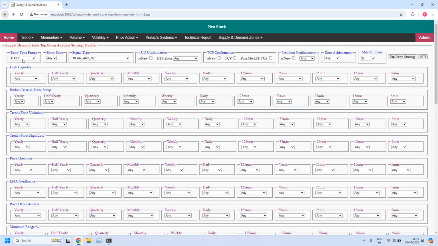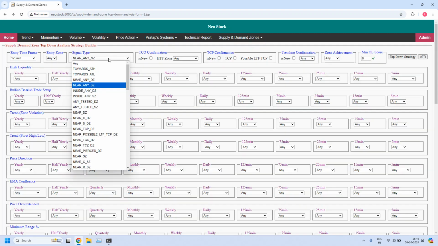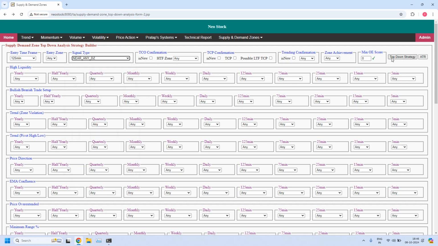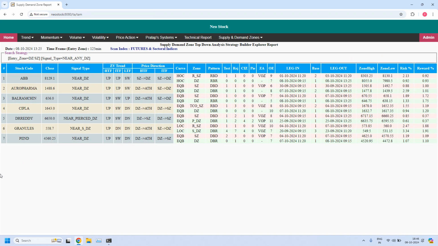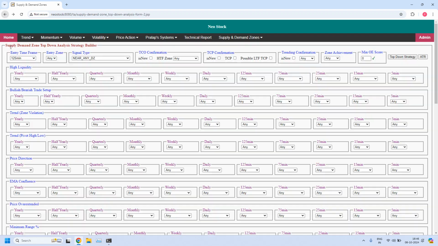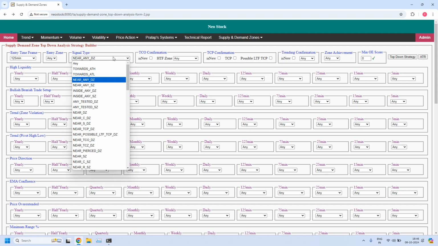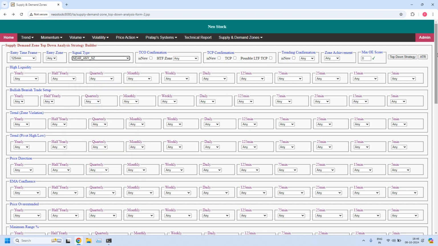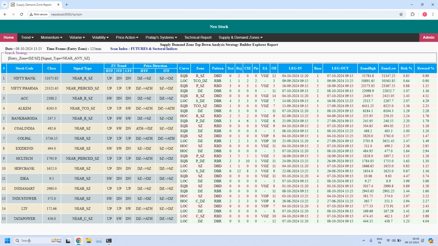Okay, next time frame is 125 minutes. Let us find the stocks near 125 minutes demand zone. 7 stocks are filtered. Next, 125 minutes time frame, let us find the stocks near 125 minutes supply zone. 15 stocks are filtered.